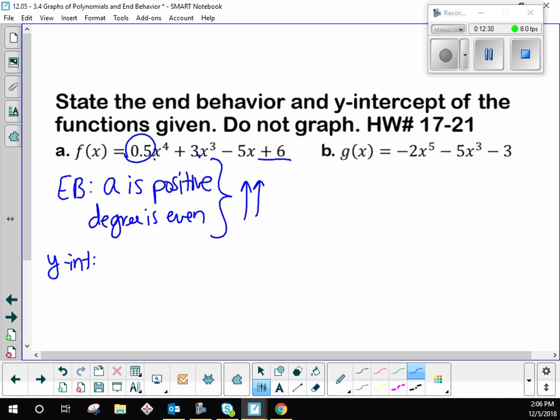So whatever the constant is, that's your y-intercept. You're welcome to do the math by plugging in the zeros and double checking, or you could just believe me that your y-intercept is 0, 6. And please write it as a point in ordered pair. So the end behavior is up, up, and the y-intercept is 0, 6. You try B if you haven't already.